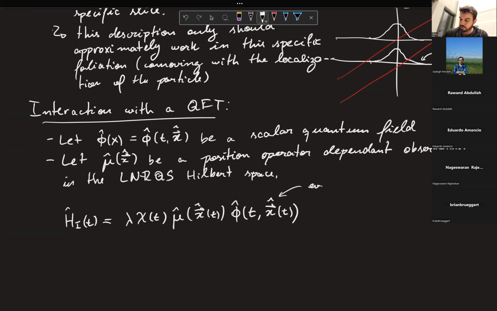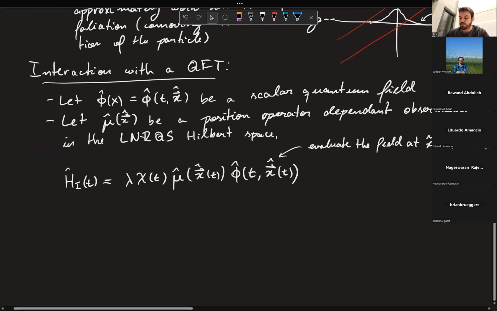Okay? Evaluate the field at x hat, the operator. All right. So why do we want to have this? Well, basically the idea is that the quantum particle feels the quantum field as it is at each position, and then the shape of the wave function will determine how much it sees the field or how strong is the coupling, together with the expected value or the value of the operator mu in the wave function.